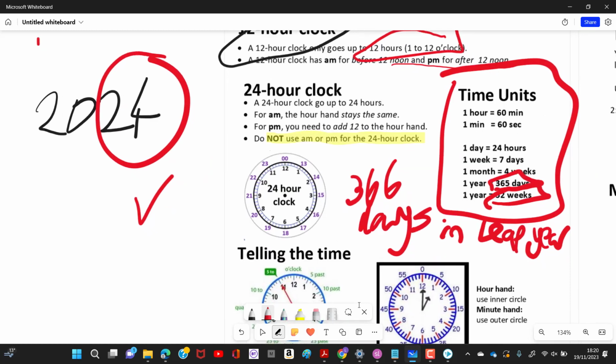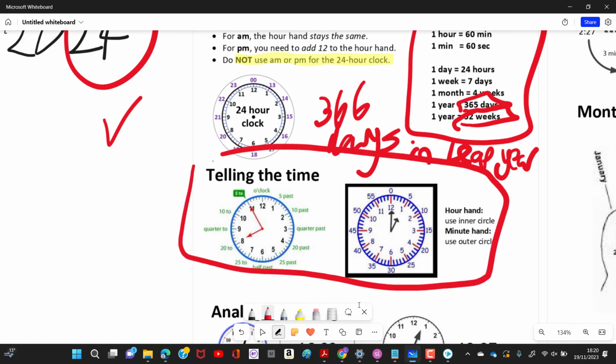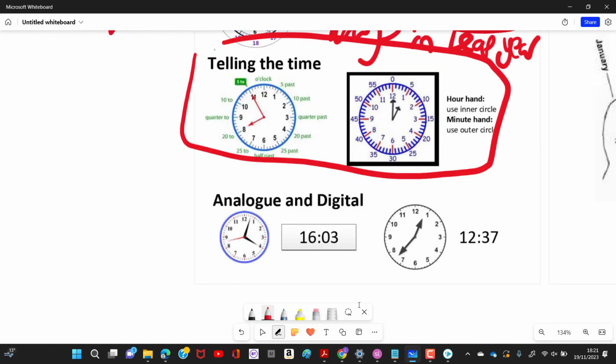Okay, so that's what we covered. We covered the 12-hour clock, the 24-hour clock, and how to tell time. This bit here we've covered earlier in the session: how to tell time, 5 past, 10 past, quarter past, 20 past. For the hour hand use the inner circle, for the minute hand use the outer circle. And finally, analog means it's using hands, it's got a face, and digital is just using numbers. So that's the difference between the two of them.